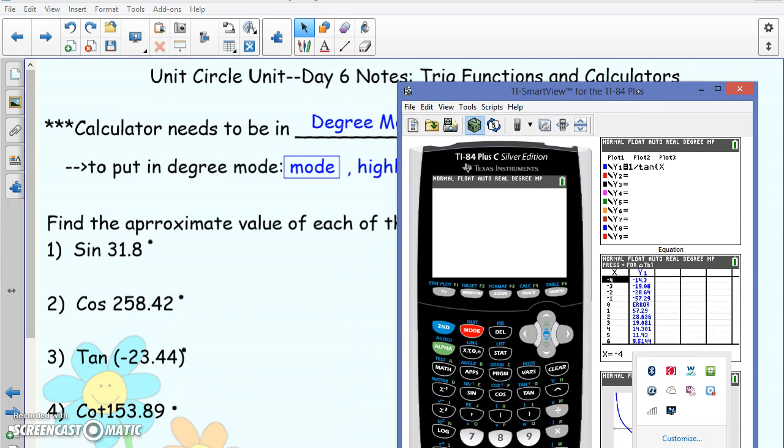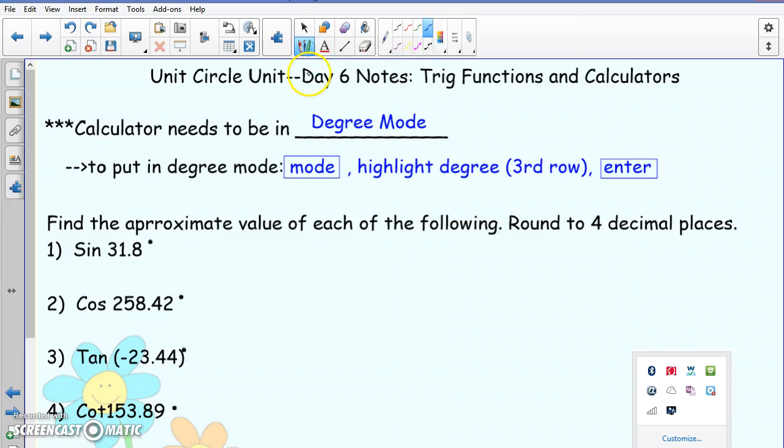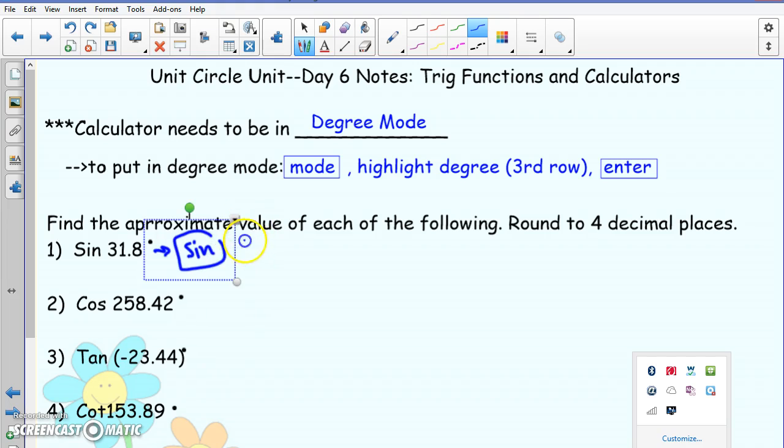The sine, cosine, and tangent are the easiest to do because they're very straightforward. We'll write out the steps of what you type in, and I'd like for you to try typing those in yourself. For the first one, we type in exactly as it's written. You'll hit your sine key, type in 31.8, and then hit enter.